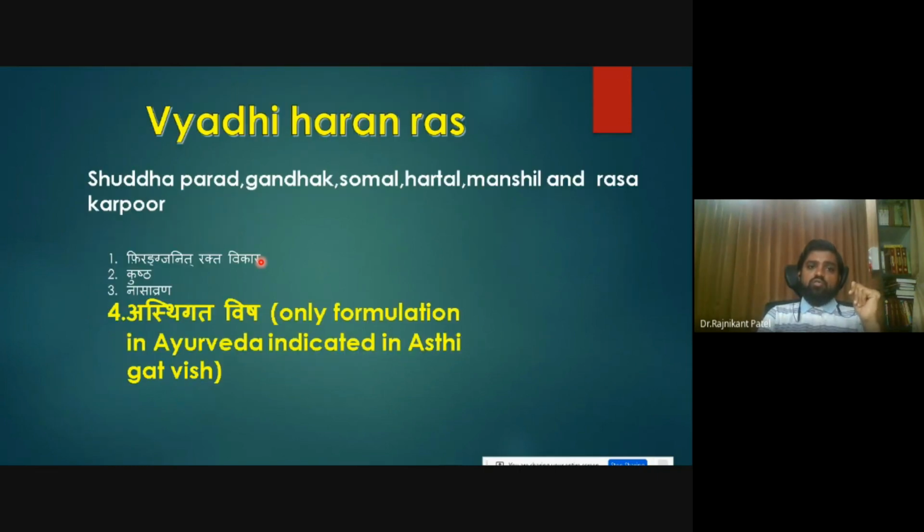Vyadhi Ari Rasa contains Shuddha Parad, Gandhak, Somal, Hartal, Mansil and Rasa Karpur. This is the only medicine in Ayurveda indicated in Asthi Dhatu Gata Visha. This is the only formulation in Ayurveda indicated in Asthigata Visha. So, with this clear-cut reference, we have to use Vyadhi Ari Rasa in cases of bone and joints, or when Visha is located in the Asthi Dhatu. So we have used this Vyadhi Ari Rasa in this case.